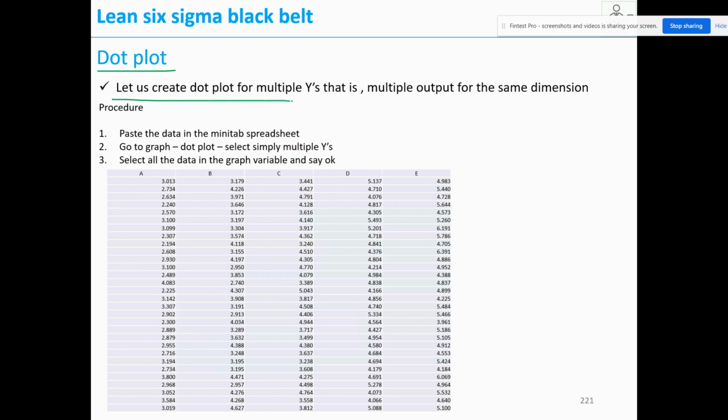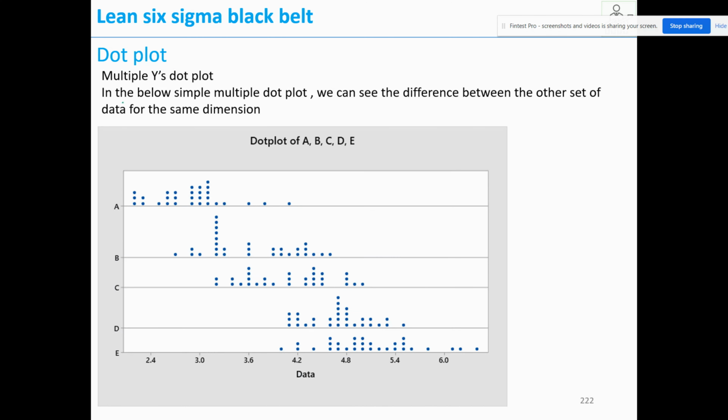So next, let us create a dot plot for multiple Y's, that is multiple outputs for the same dimension. That means we can create multiple dot plots when you collect the data in different categories, like machine wise or something else. Now, procedure: paste the data in the Minitab spreadsheet, go to Graph, Dot plot, select multiple Y's simple, select all the data in the graph variable and say OK. So when you do a multiple Y's dot plot, we will get this.